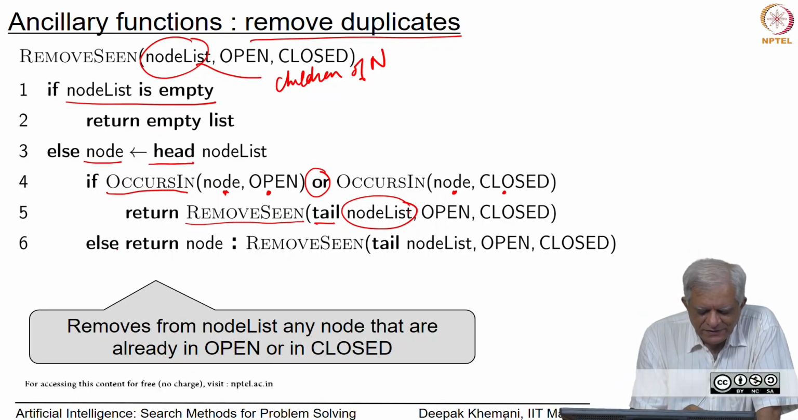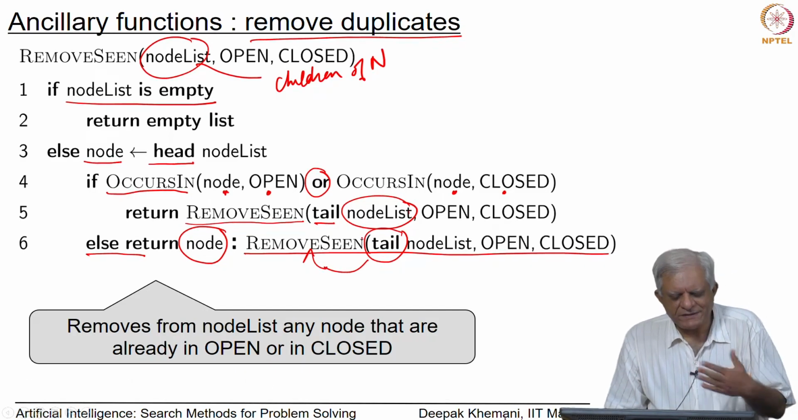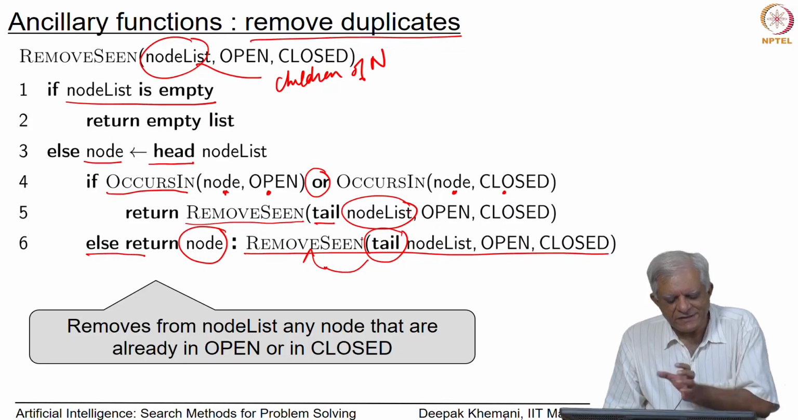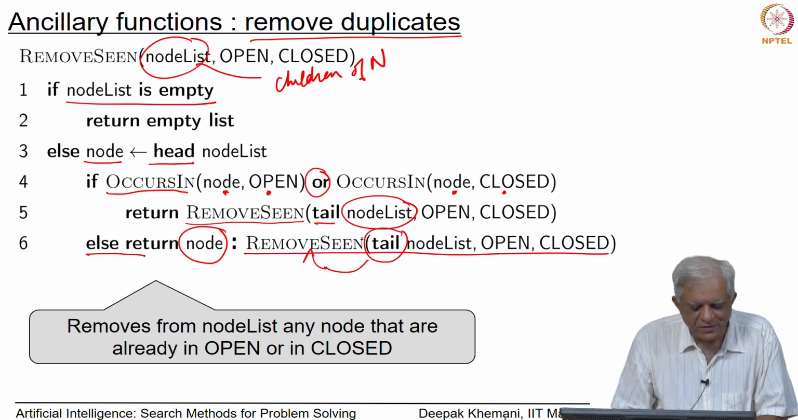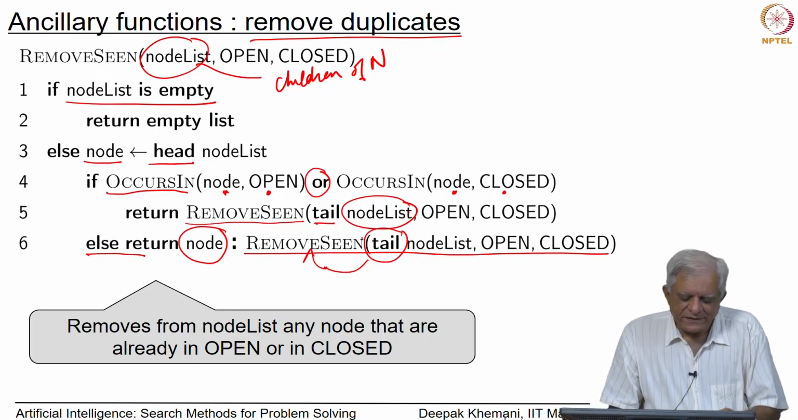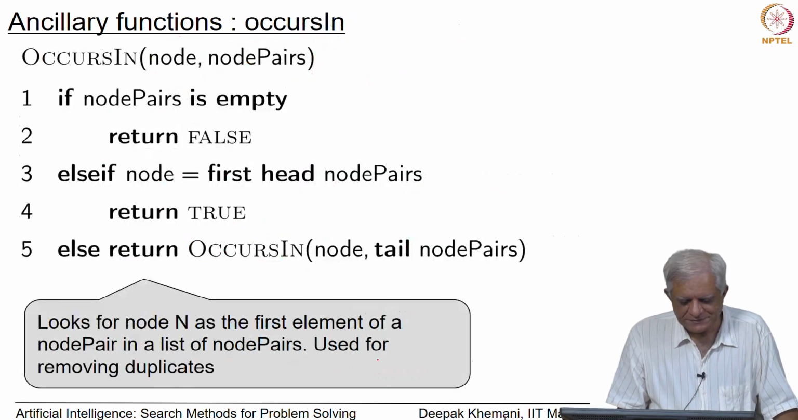If it does not occur, which is when we come here to the else clause, then we add this node to whatever we get by processing the tail of the node list and applying the remove function to the tail of the node list. So, in that manner, in a recursive manner, we go over this node list one by one, keep checking whether it is in open or closed or not. That checking is done by this function called occurs in, which we will see, and eventually remove anything which occurs in either open or in closed.